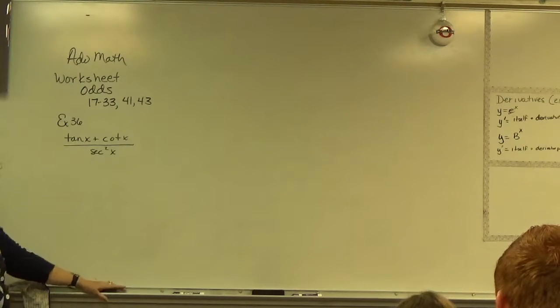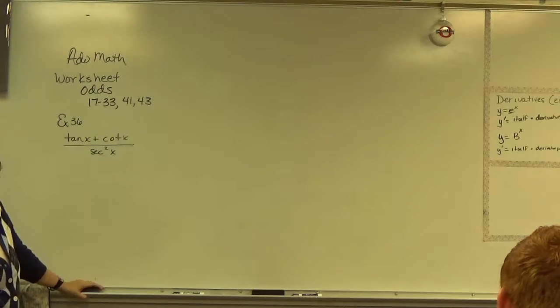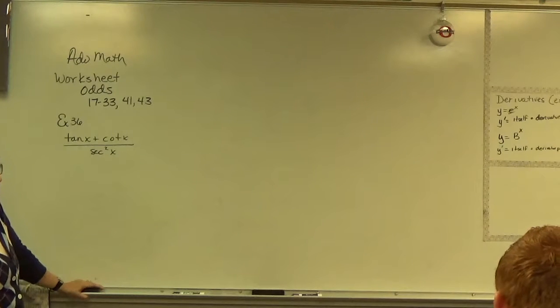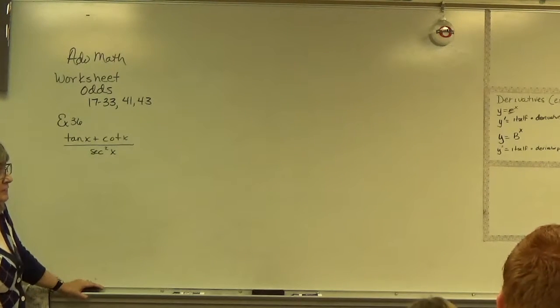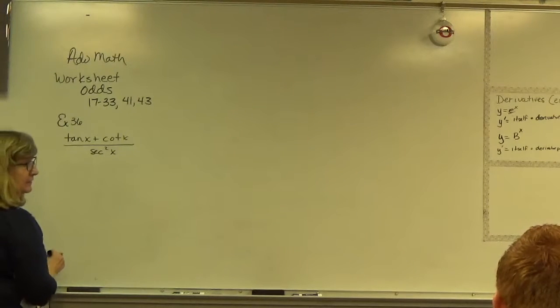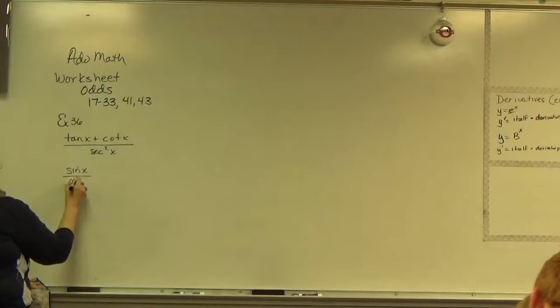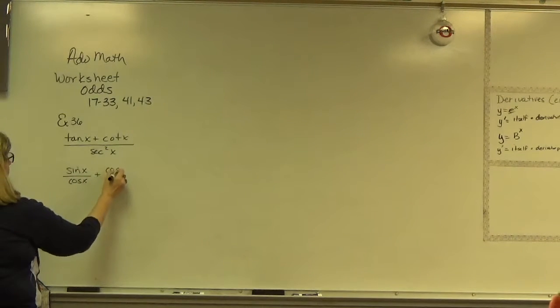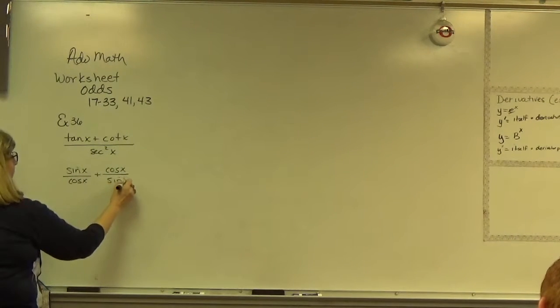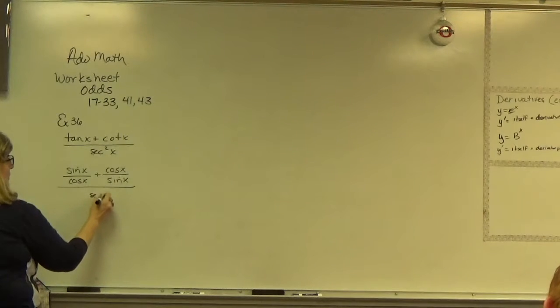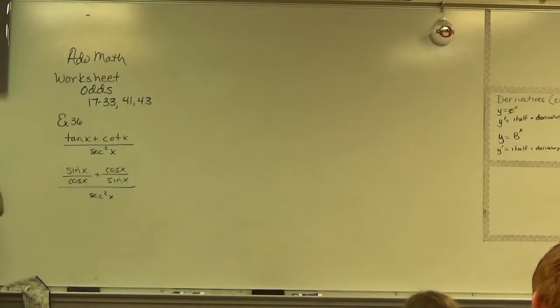Okay, let's see. Delaney, what would you want to start with? I would take tangent and make it sine over cosine plus cosine over sine, and I would just put the divide. I wouldn't draw the line, I would just put the divide. You wouldn't even mess with this yet? Yeah. Okay, that would probably be a good thing to do. Which I said, when you first start doing these, it's easier to change things to sines and cosines until you get used to doing it.